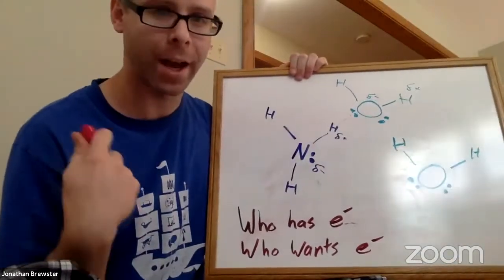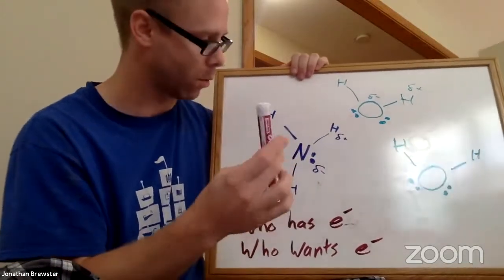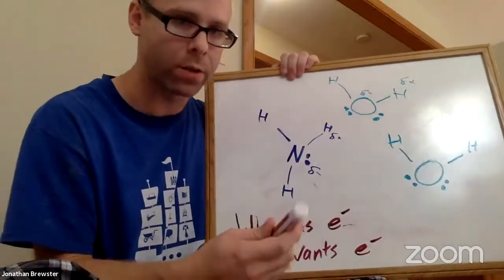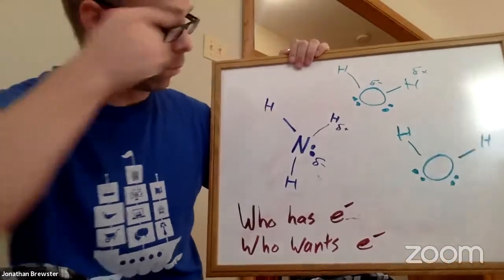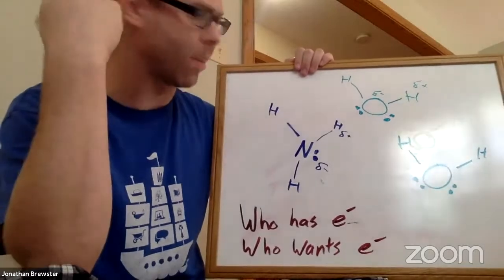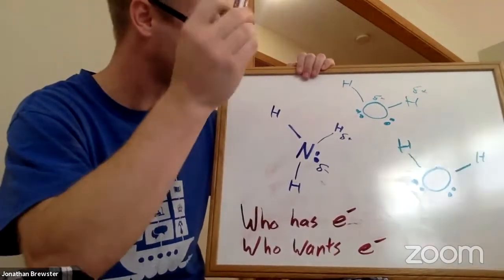So who has electrons? Oxygen and nitrogen both have electrons. They actually have spare electrons in some sense. They've got these lone pairs sitting there. Who wants electrons? Well, that's the hydrogens. They want electrons. And what we're going to have to think about is who wants electrons more. And that's oxygen. Like, if oxygen has a choice, he wants electrons more than nitrogen.